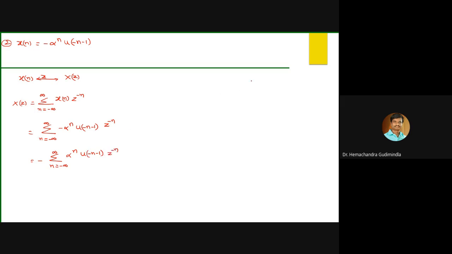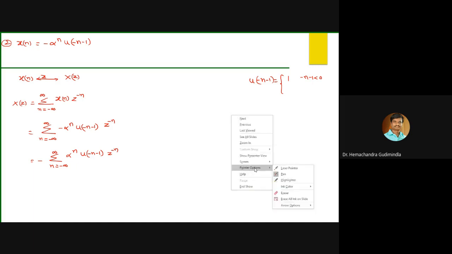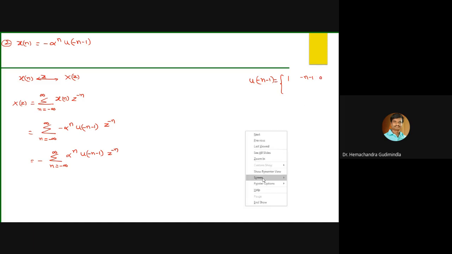Now what is meant by u of minus n minus 1? It should be 1 when minus n minus 1 is greater than 0. If minus n minus 1 is greater than 0, it is 1.